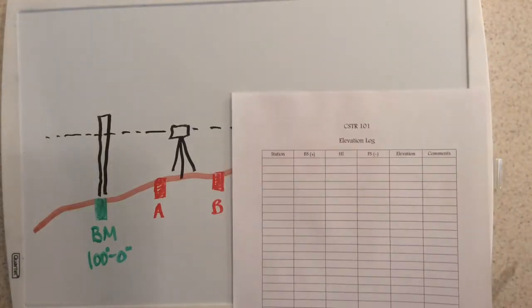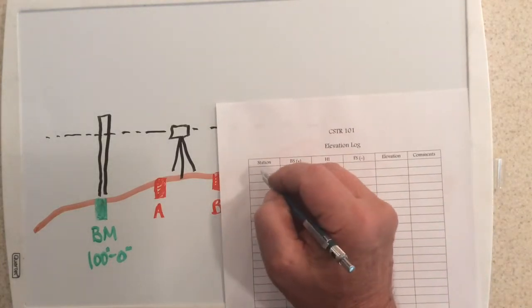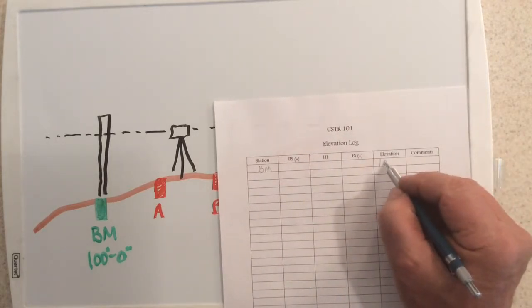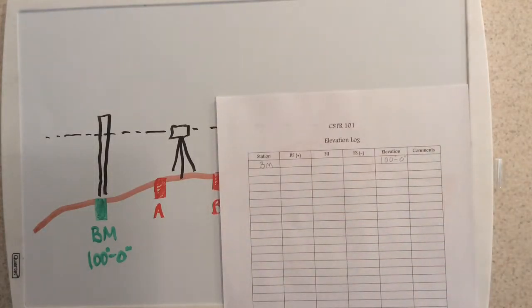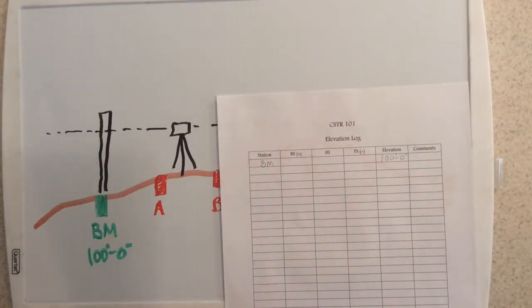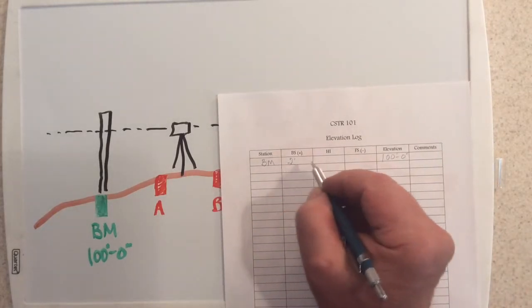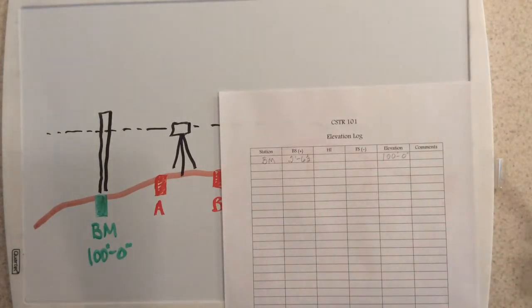And so what we're going to do first is get our surveyor's log, and our first station is going to be our benchmark. And we know the elevation of our benchmark. It's 100 feet. And so we're going to set up our transit. We're going to take a back shot. We're shooting back at a place of known elevation. And let's say our back shot is 2 foot 6.5 inches.